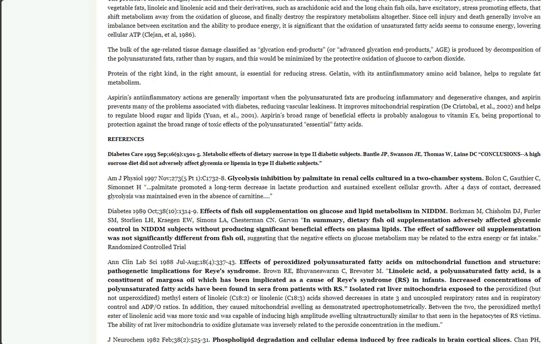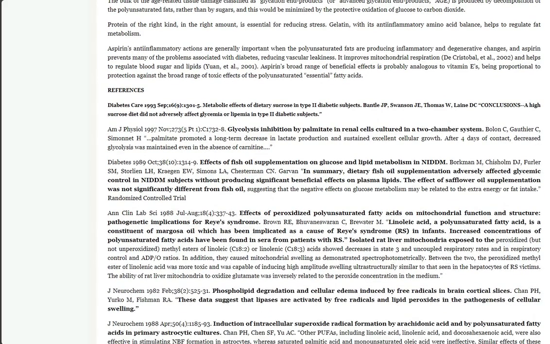The bulk of the age-related tissue damage classified as glycation end products, or advanced glycation end products, AGE, is produced by decomposition of polyunsaturated fats rather than by sugars, and this would be minimized by the protective oxidation of glucose to carbon dioxide. Protein of the right kind, in the right amount, is essential for limiting stress. Gelatin, with its anti-inflammatory amino acid balance, helps to regulate fat metabolism.